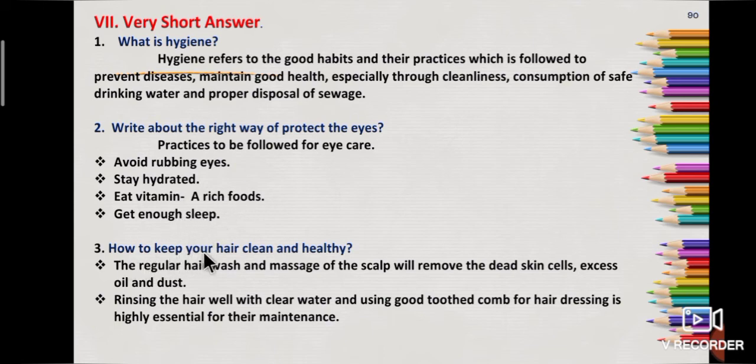Third question, how to keep your hair clean and healthy? The regular hair wash and massage of the scalp will remove the dead skin cells, excess oil and dust. Rinsing the hair well with clear water and using a wide toothed comb for hair dressing is highly essential for their maintenance.